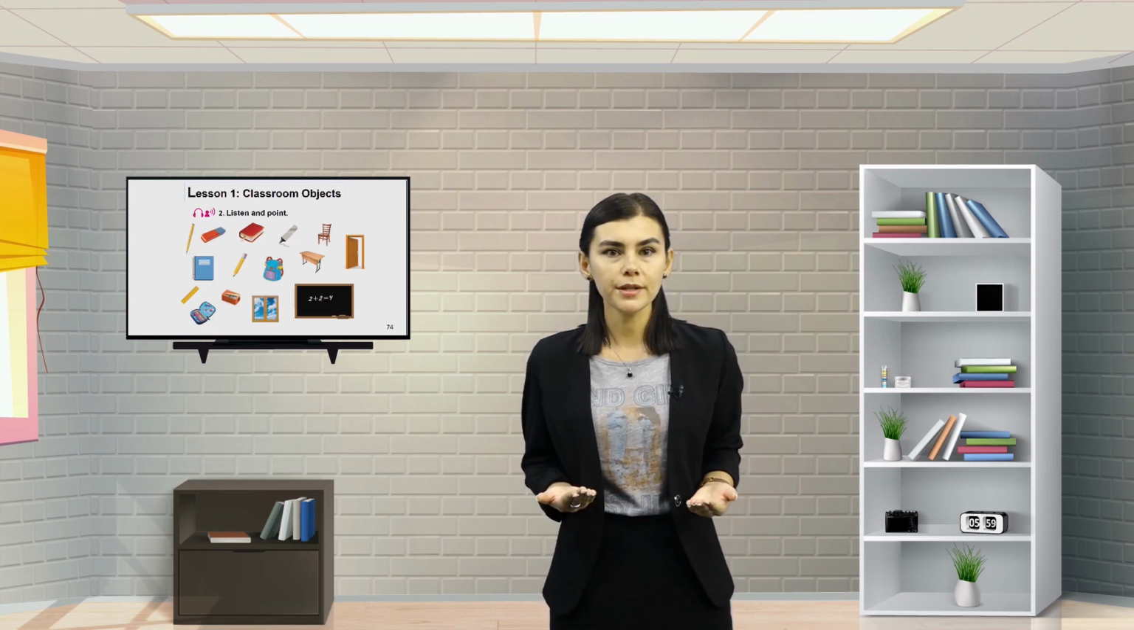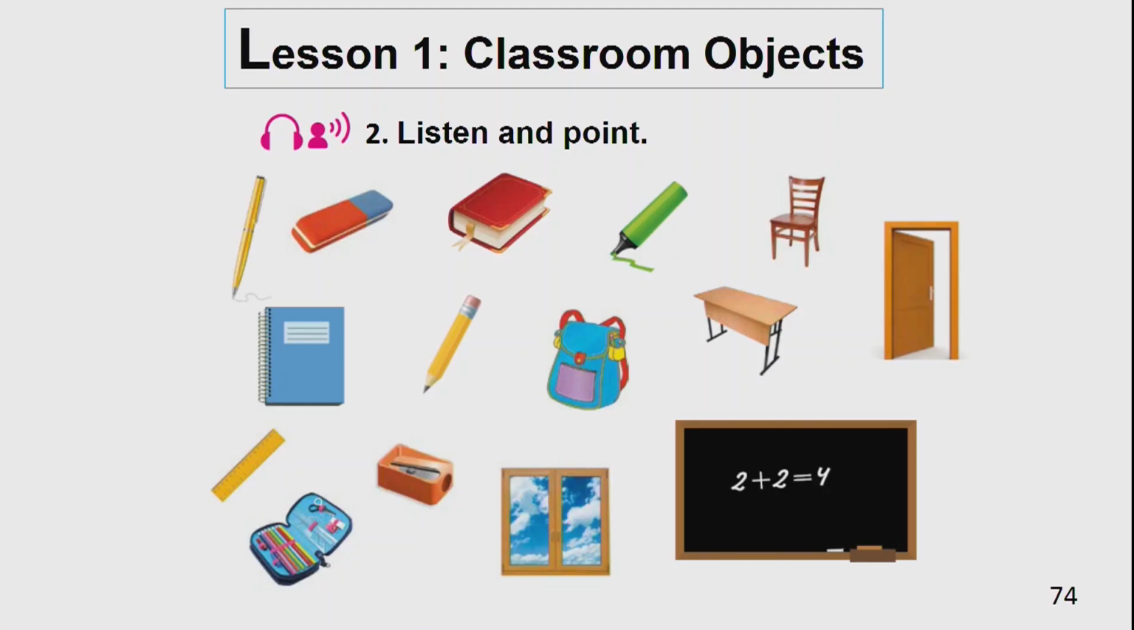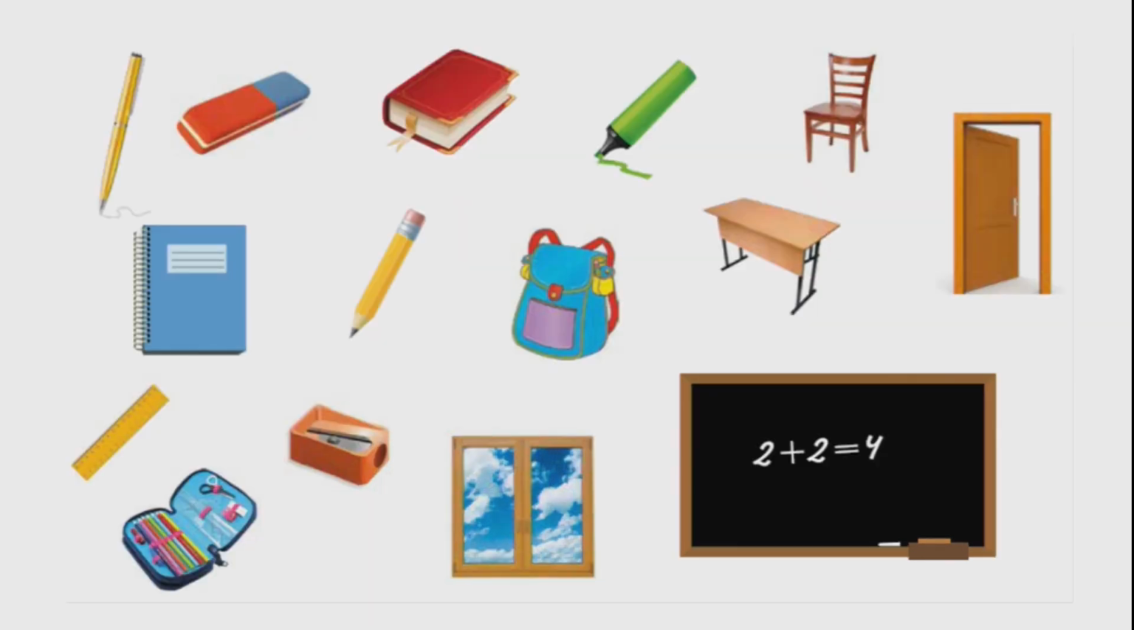Now work with your partners, please. Choose a word, say it, and your partner points at a picture. Then your partner says a word and you should point. Listen to each other and point at pictures. Finished.